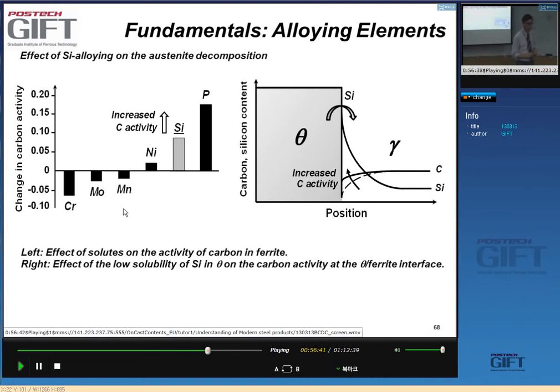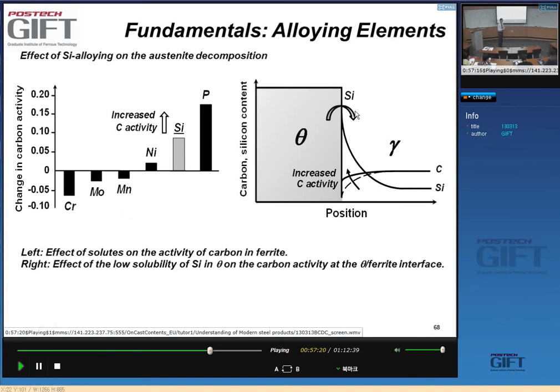Of course, if you're clever, you will see that eventually the silicon has to diffuse into the ferrite, yes? And this effect is not everlasting, right? So whether or not you use this to suppress cementite formation depends very much on the temperatures at which you do this and the times that you wait. But it's exploited very often.